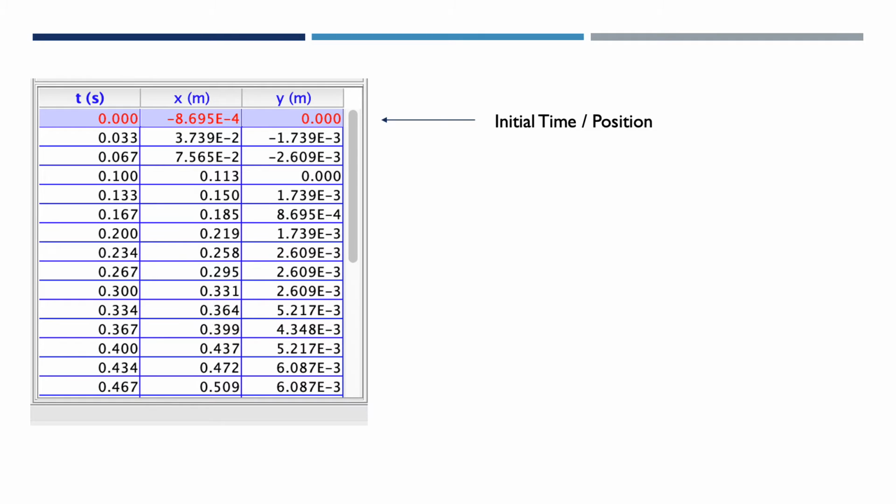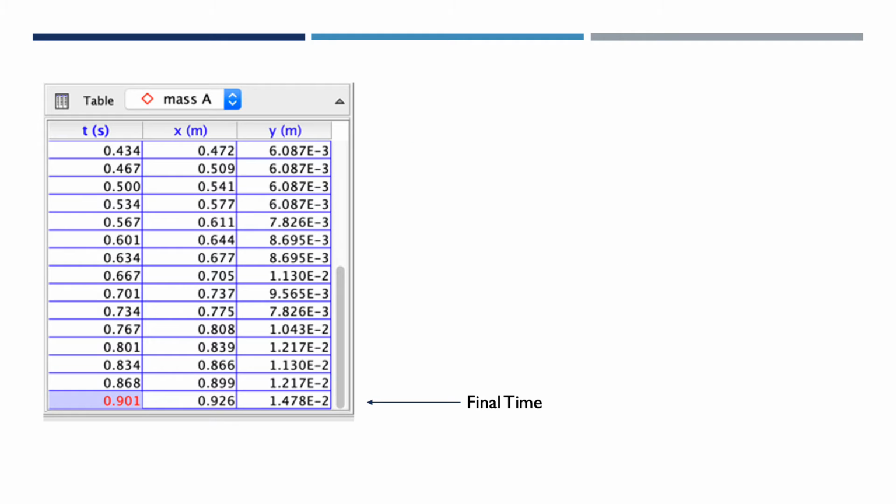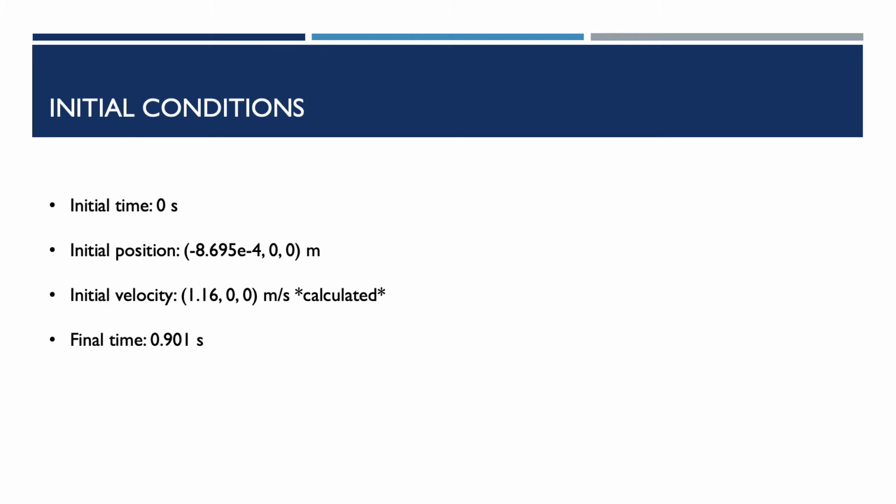Using the data table, the initial time and position can be identified. The initial velocity of the object can also be identified using the first two data points. Here's the calculation and final result. Scrolling down to the bottom of the table, the final time can also be found. These initial conditions will be used in the computer code used to create a computational model of the object's motion.